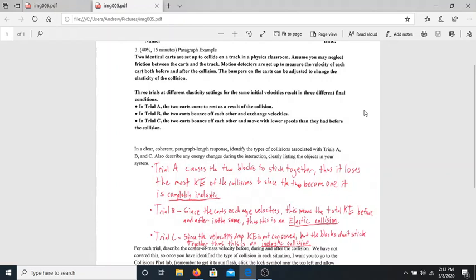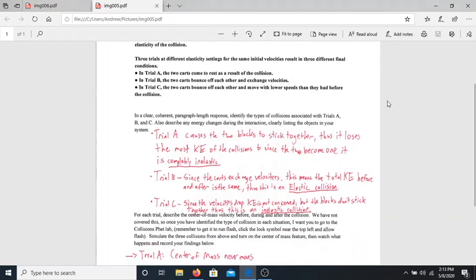So trial A, it says the two carts come to rest after the collision. Trial B, the two carts bounce off each other and exchange velocities. And in trial C, the two carts bounce off each other and move with lower speeds than they had before the collision. All right. Now, what our answer needs to be is that basically we want to identify the 3 types of collisions that are going on here and explain why we picked that. So it says in a paragraph length response, basically all you need to do is identify for trial A, trial B, trial C, what's going on and give an explanation for it. So if you've had a chance to go through it, let's break down the 3 different collisions here.